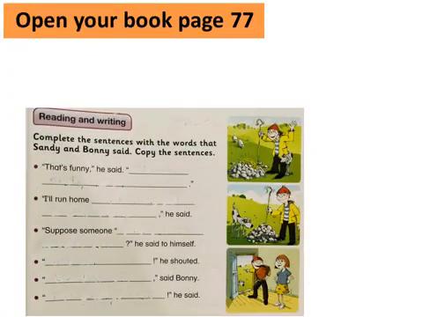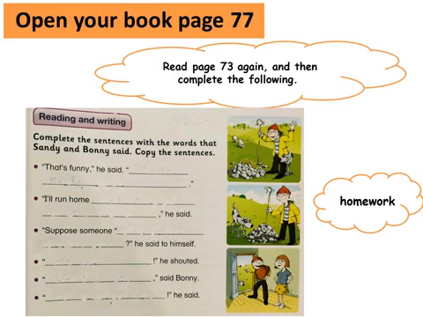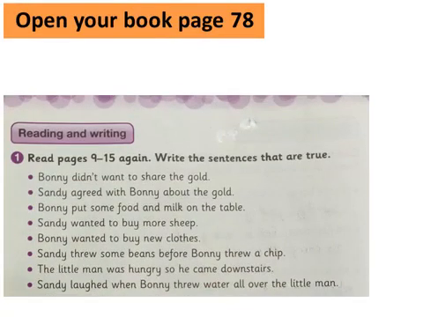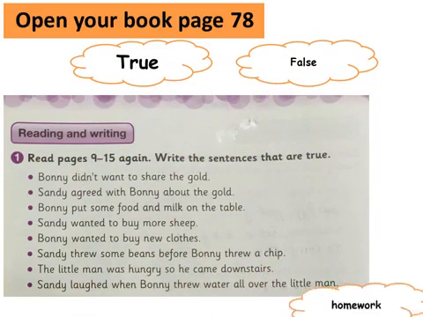Okay, your homework, page 77. You need to answer this question, the first one, only the first question. And in order to answer this question, you need to read page 73 again and then complete. And also you need to answer the first question in page 78. This is a very easy one. You just need to write true or false next to the sentences. And in order to answer this question, you need to read again page 74. You just need to write true or false.